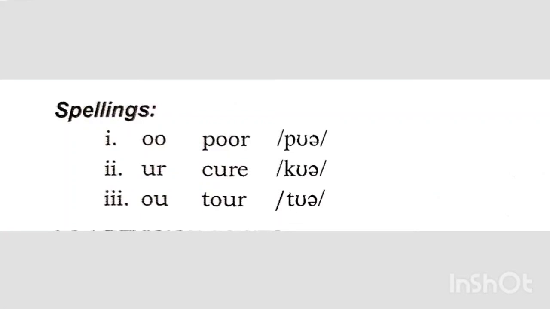Then the last word, tour, tour. It is O and U which stand for the glide oor. We say a tour, but the correct pronunciation is tour. So O and U stand for the glide oor, and R is silent over there. R is silent.